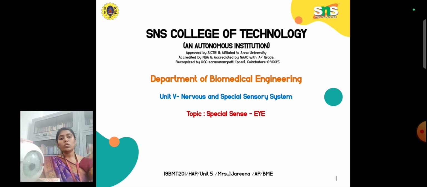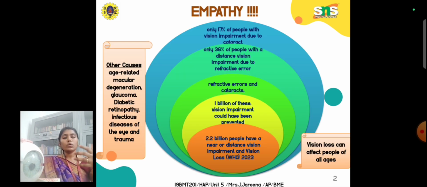That is the eye. Before getting into this topic, we should know the empathy part of this topic, why we want to study this particular topic. Here I have given one statistical report of the World Health Organization, taken in 2023. The report says that nearly 2.2 billion people have been affected by near distance vision impairment and vision loss.